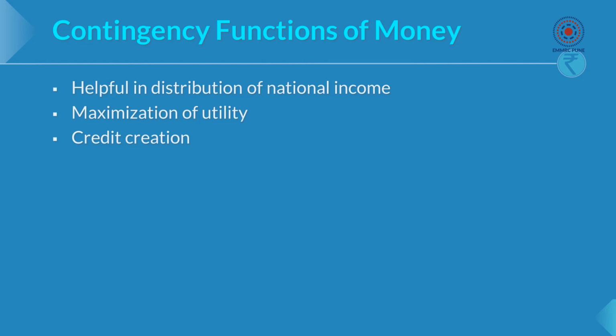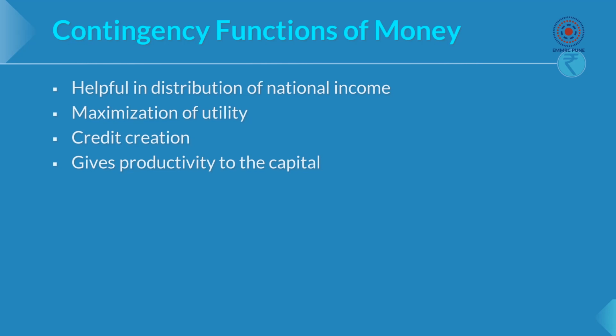Next contingency function of money is basis of credit creation. Money as a store of value encourages the habit of savings by people. When people are encouraged to keep their savings in form of demand deposits in their bank account, it also helps the process of multiple credit creation by commercial banks. While channelizing the savings of customers to the investors via bank loans, money serves as the basis for credit creation.